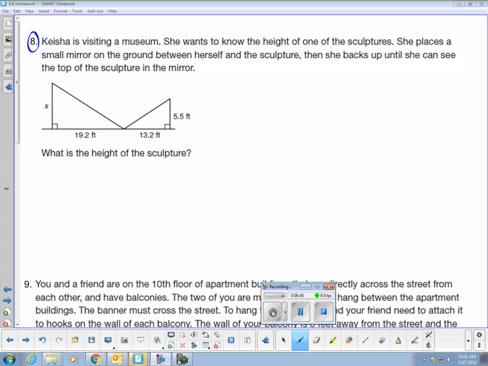Number 8, I don't need to draw the triangle separately. It's very easy for me to see which sides do correspond. So I'm going to, again, write a proportion. And in this diagram, I notice that x in the triangle on the left corresponds with 5.5 in the triangle on the right, as 19.2 from the left corresponds with 13.2 on the right.